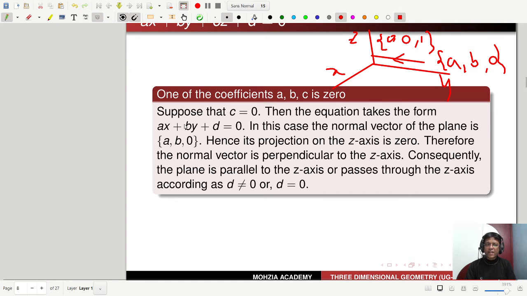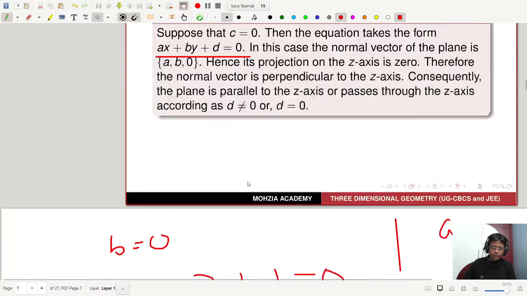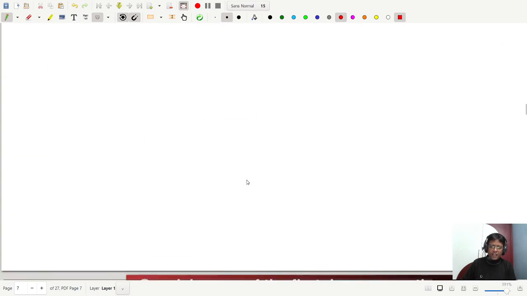That means the easiest way to identify is the missing variable. You look at that, your missing variable is z. That means this represents a plane in 3 dimensions parallel to the z-axis, or passing through the z-axis if d equal to 0. If d equal to 0, it will pass through the z-axis. Otherwise, it will be parallel to the z-axis. So look at the missing variable always. Let's come to the next case.